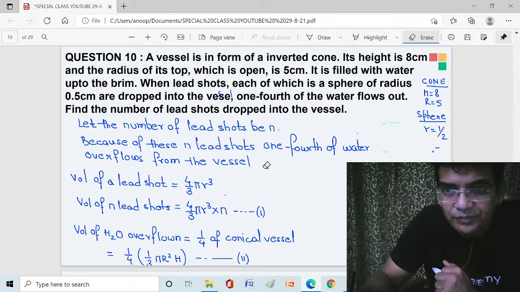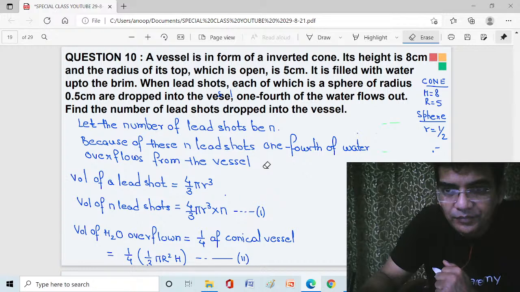Okay. So I have 4 upon 3 pi r cube into n equated with 1 upon 4 into 1 upon 3 pi r square h. Now, before substituting the values, you can see pi will cancel out, upon 3 will also cancel out. Now we are going to substitute the values. So let's substitute the values.